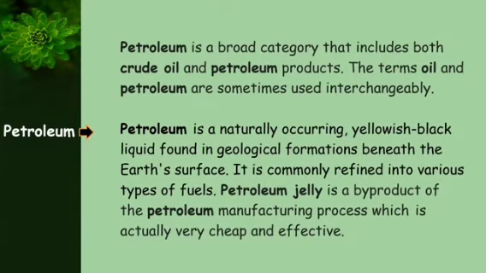Petroleum is a broad category that includes both crude oil and petroleum products. The terms oil and petroleum are sometimes used interchangeably. Petroleum is a naturally occurring yellowish black fluid found in geological formations beneath the Earth's surface. It is commonly refined into various types of fuels.